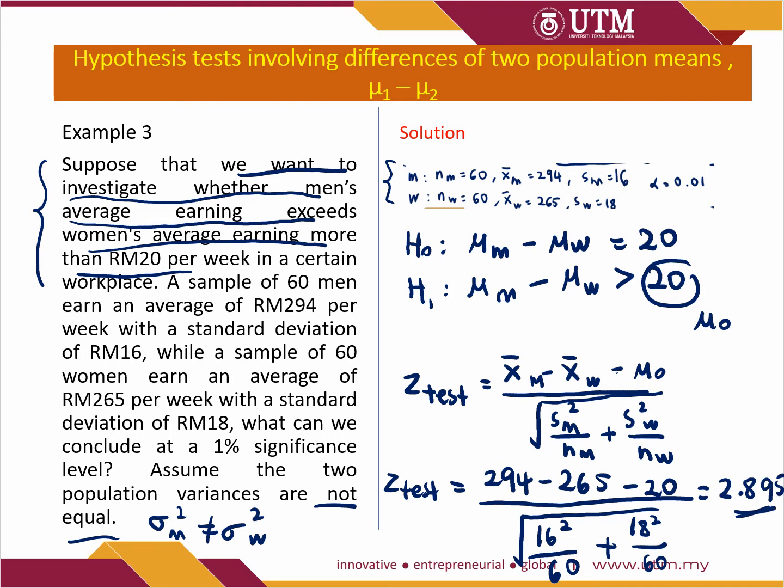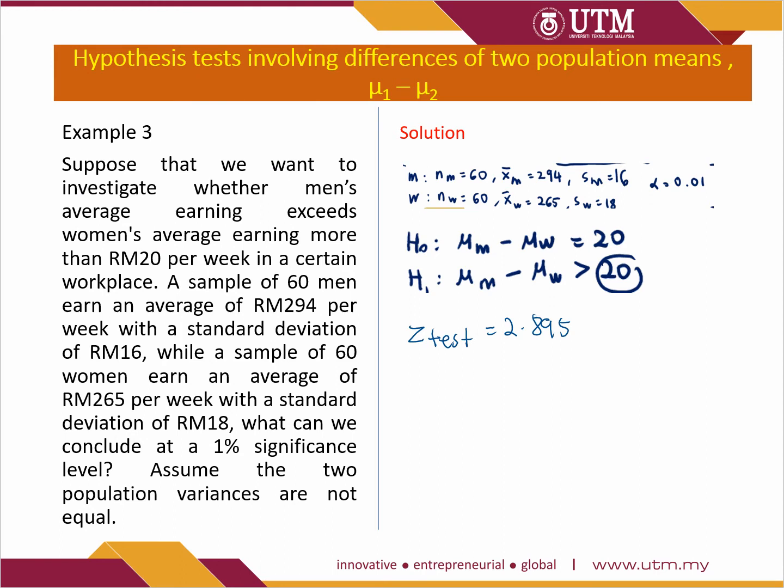2.895. So this is the value of our z-test. Now we want to identify the critical value. Here we have our z alpha is z 0.01. From the table, our value of 0.01 is equal to 2.33. So we will reject H node if the z-test is greater than 2.33. You can see our z-test is 2.895, which lies here.